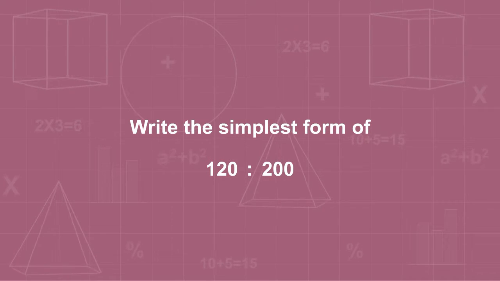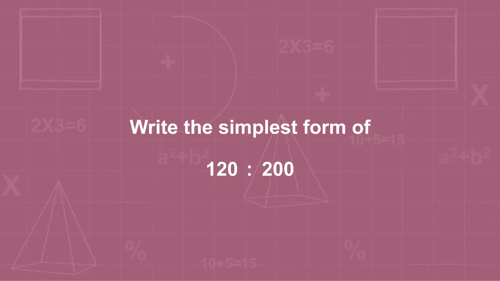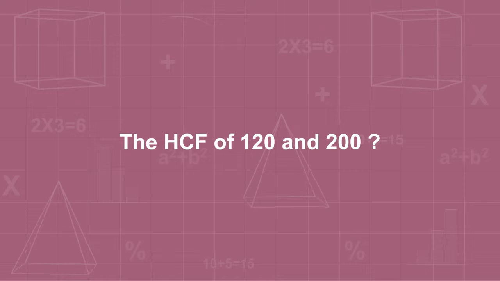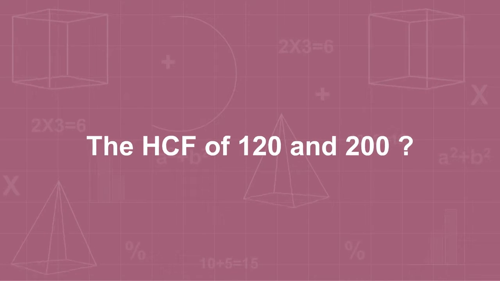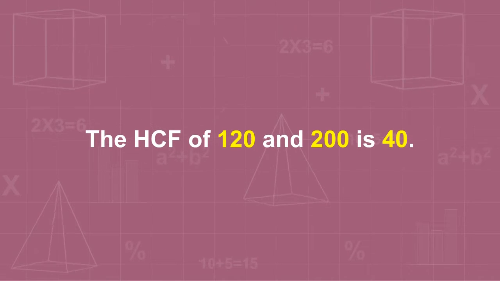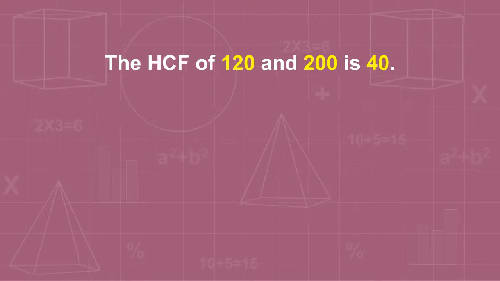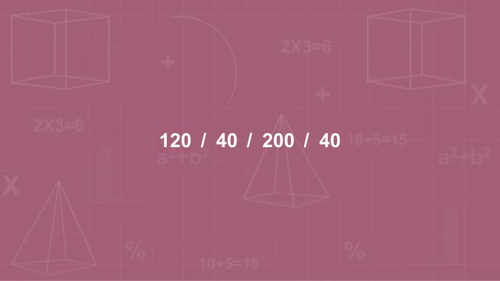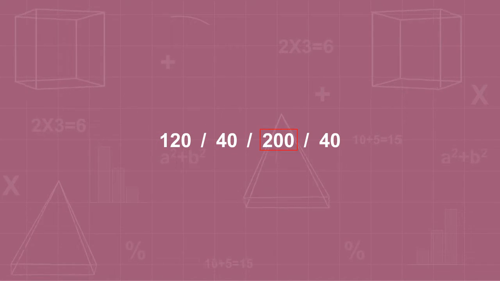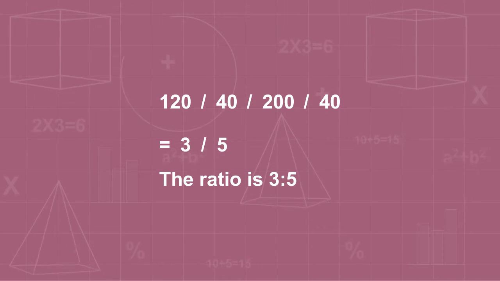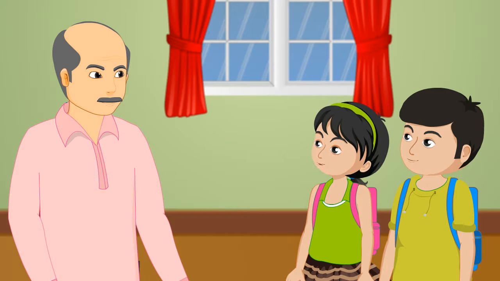Let's understand it with an example. Write the simplest form of 120:200. Rita, can you find out the HCF of 120 and 200? Yes, Grandpa. The HCF of 120 and 200 is 40. Very good. So divide numerator and denominator by 40. 120 divided by 40 and 200 divided by 40 is equal to 3 by 5. So the ratio is 3:5. Now we will be able to find out the answers more quickly.